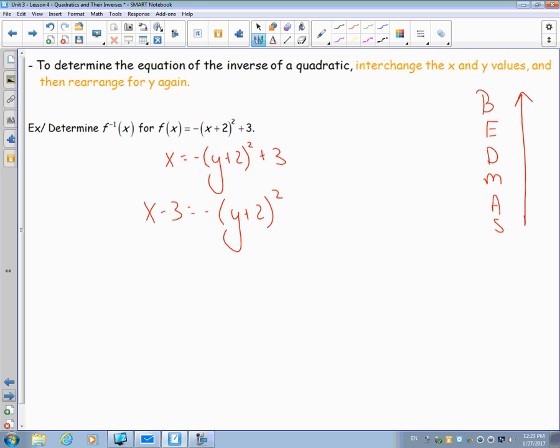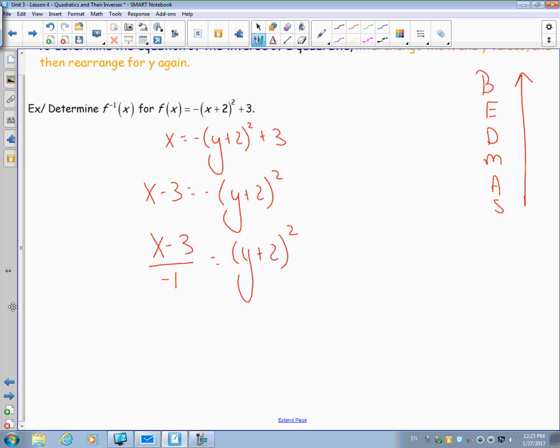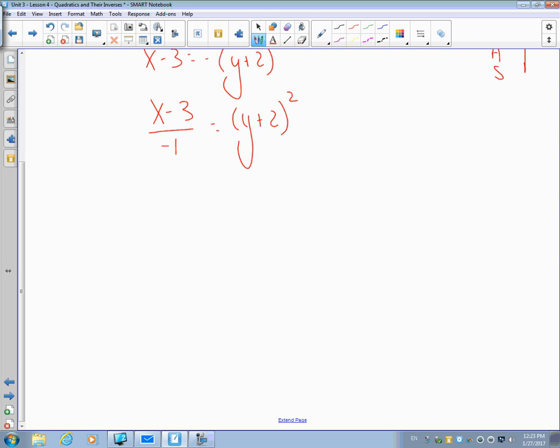I then need to undo any multiplying or dividing, and I've got that negative 1 out front, so I need to divide by the negative 1. And then I have to undo any exponents. I have one of those. To undo an exponent of a squared, I need to go to the opposite side and square root.